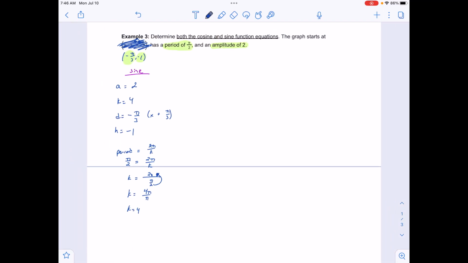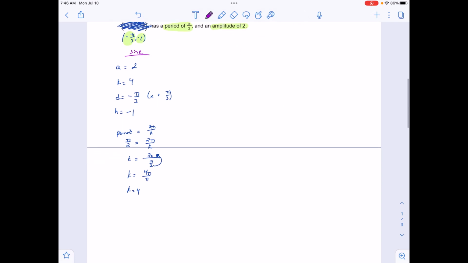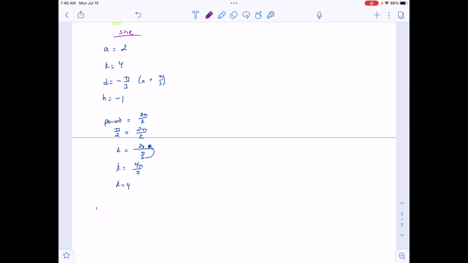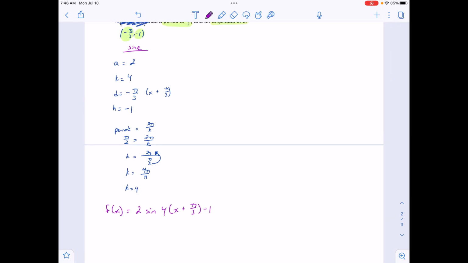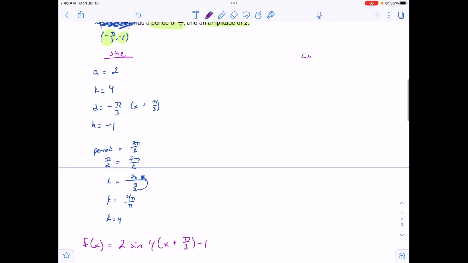So our sine function here, we've got all of our points. That was really straightforward to do. Our sine function is going to be f of x is equal to 2 sine 4x plus pi over 3, all minus 1. Okay, our cosine function is going to look a little bit different given these clues.